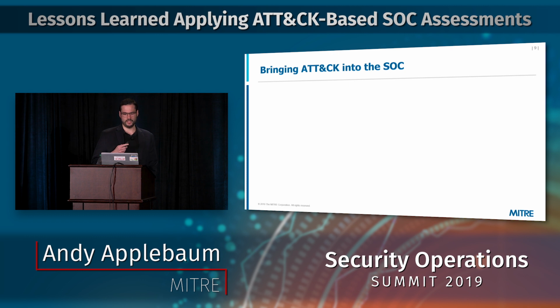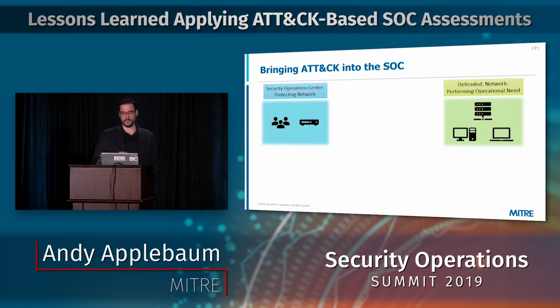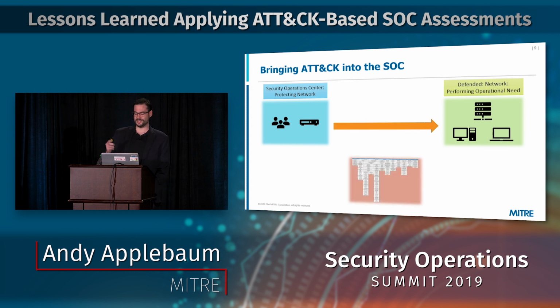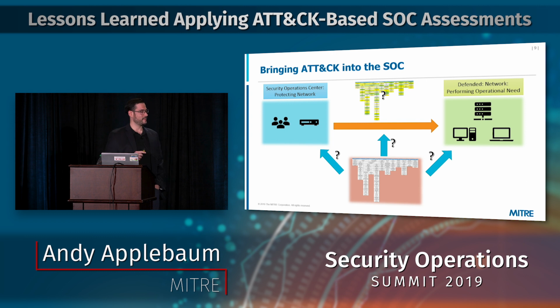Oftentimes we have something like a SOC. We have a network, and then the SOC is guarding the network. I apologize, this is really simple. And then we have ATT&CK, and we want to get this kind of coverage map of what our detective gaps are. But the big question is, how do we actually do that? If we're not currently using ATT&CK, how do we start bringing ATT&CK into our SOC?